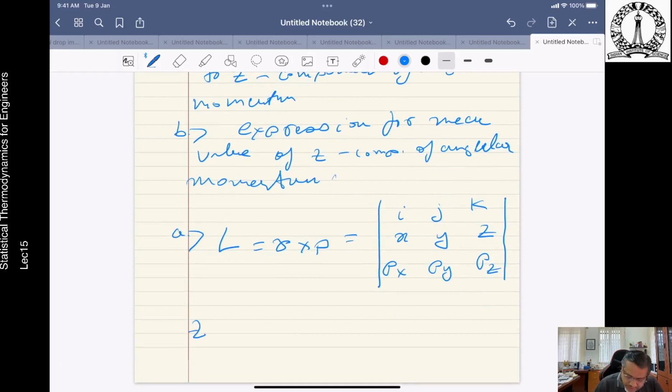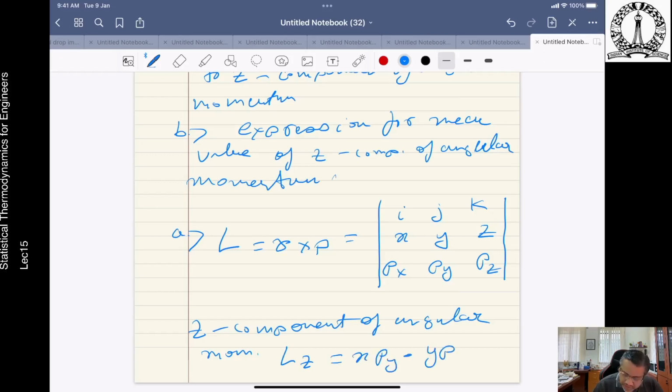So the z component of angular momentum will be Lz, which is nothing but x Py minus y Px. That is just from the matrix manipulation. Take it like this, so that is what it is.